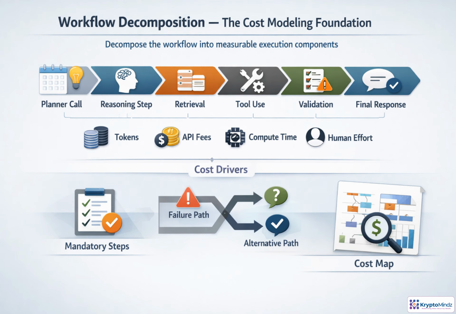Cost modeling begins by turning an agent workflow into measurable units. Rather than treating a request as one expense, break it into planner calls, reasoning loops, retrieval, tool use, validation, and response generation. Then attach the right cost driver to each unit: tokens, API fees, compute time, storage access, or human review. Include conditional paths as well, such as retries, fallback tools, or extra validation after a failure. This gives you a cost map you can use to attribute spend, forecast volume, and identify the best optimization targets.